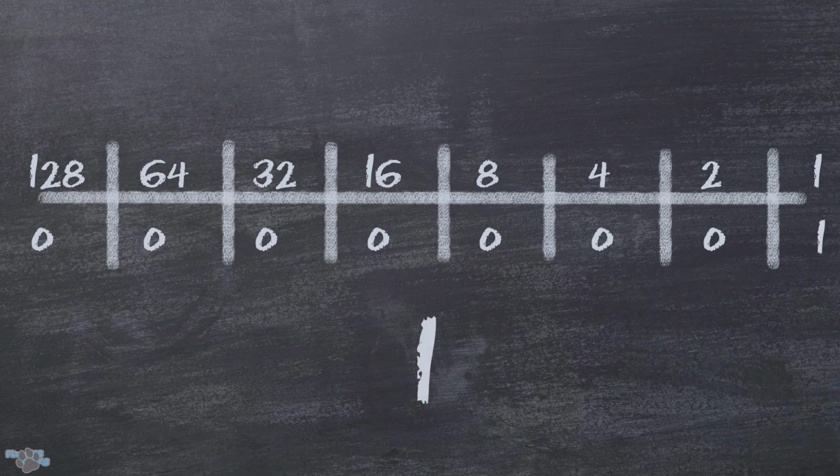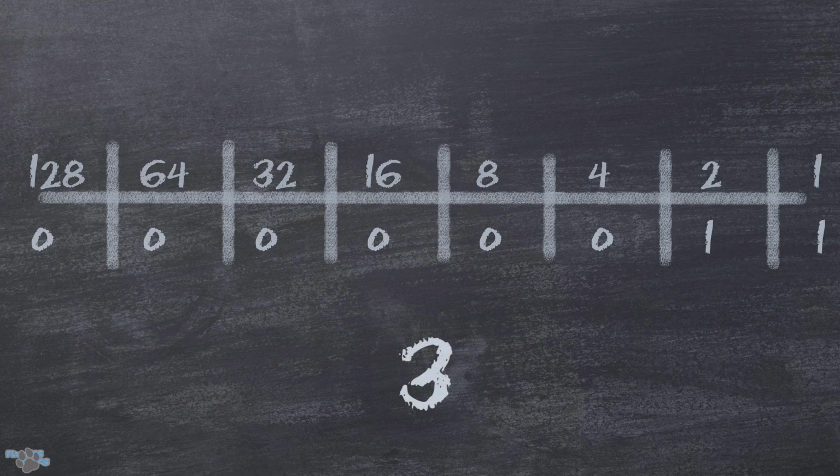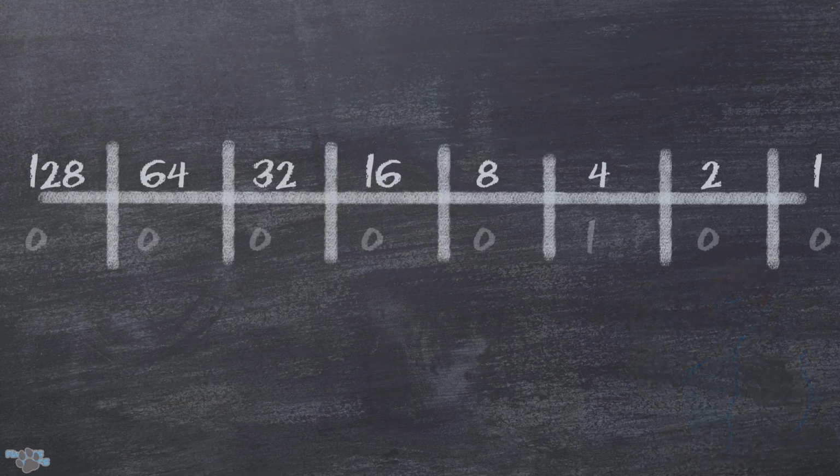Now, how to get 2? Well, let's turn off the 1's column and turn on the 2's column. And now, there it is, 2. Now for 3. We can just turn back on the 1's column and bingo, 3. So what have we learned? We've learned binary has place values, our columns, that double in value from right to left. Each place with a 1 in it is being added to every other place with a 1 to get our total number. Let's do the remaining 7 to show this.